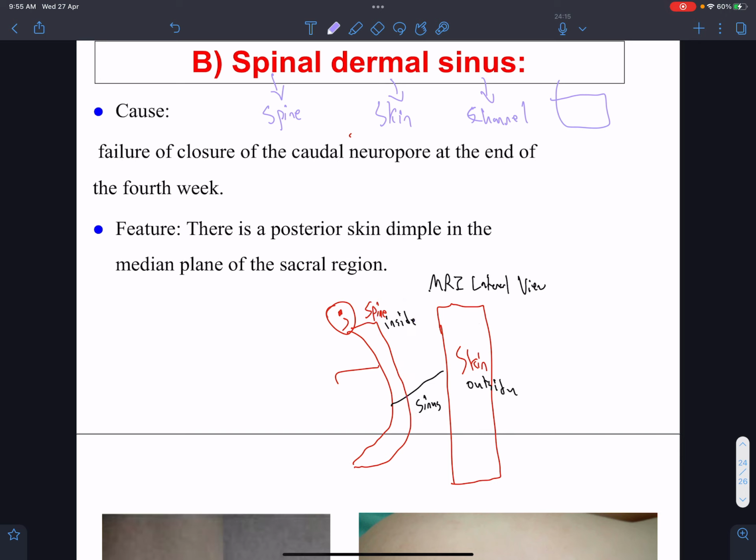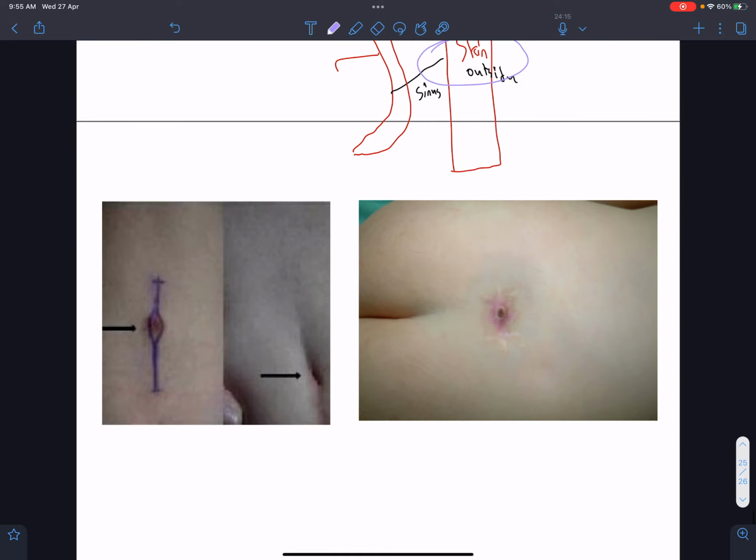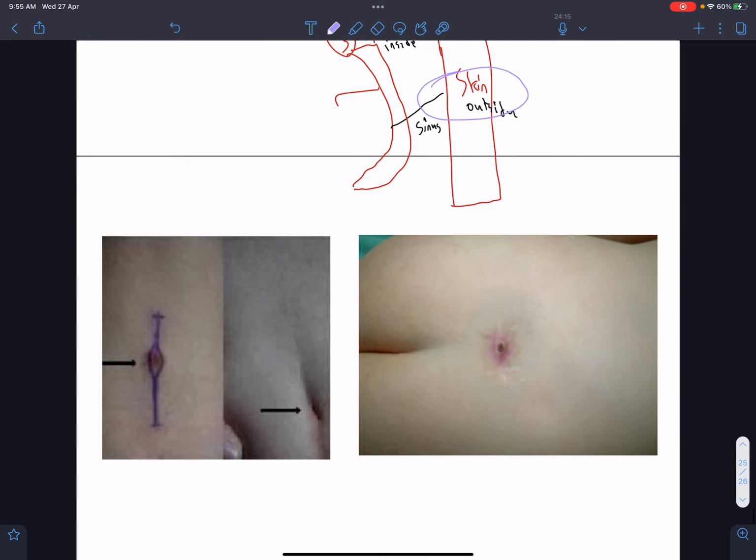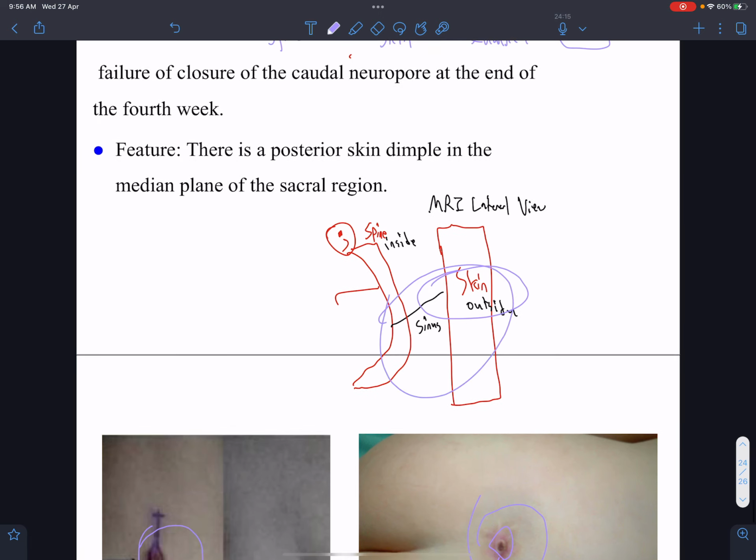So what is the feature of the spinal dermal sinus from the outside? This is what the tract would look like from the outside. You'll see the presence of a hyperpigmented dimple right here in the back, in the sacral region. And if you did a sagittal view, this is what you would see: a tract or a sinus between the spine and the skin.